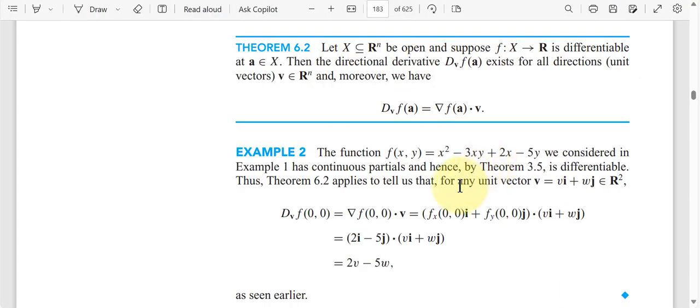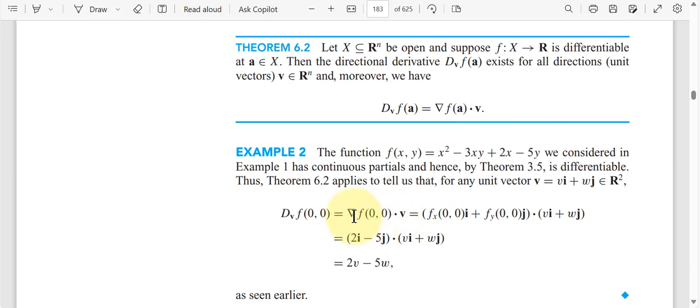Do they have a picture? No, they don't have a picture. But anyway, if we want the derivative in the v direction, and we're standing at the origin, I'm saying standing at the origin because they're saying at 0, 0, so what do we have to do? We have to take the gradient at 0, 0, and then dot that with this v. So what does that mean?